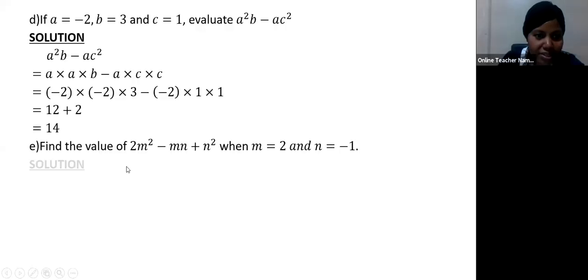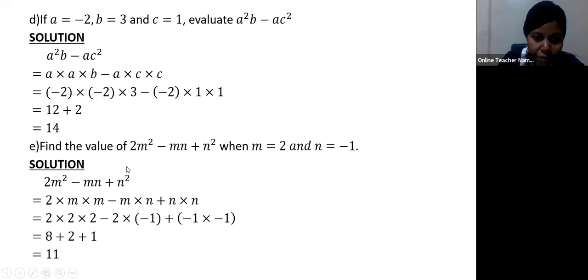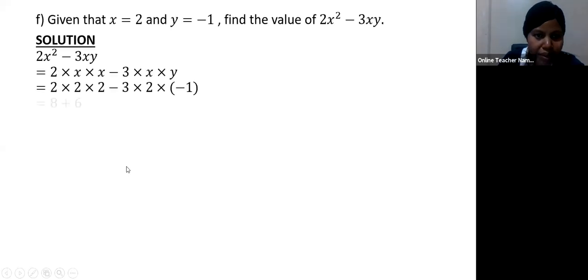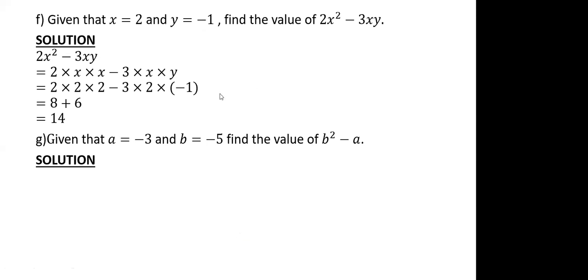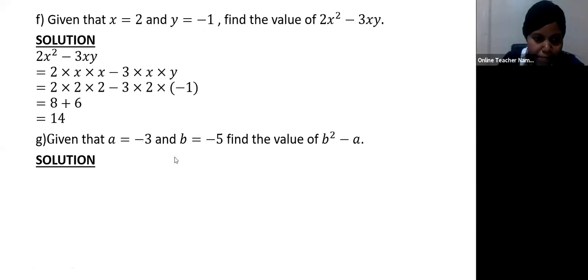Sorry for the inconvenience. I think we were somewhere here. Okay. So we were looking at, given that A equal to -3 and B equal to -5, find the value of B squared minus A. So someone expanded, they said B squared is the same as B times B minus A.